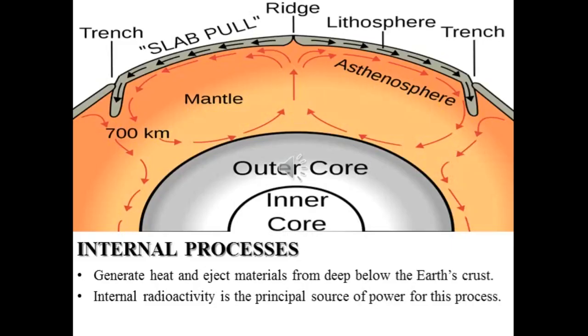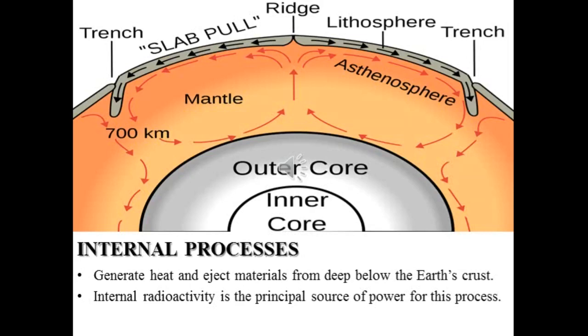Internal process generates heat and ejects materials from deep below the earth's crust. So internal radioactivity is the principal source of power for this purpose. Okay, that is internal process. So how does the internal process take place? The interior part of the earth has very high temperature when compared to the exterior part. If you reach the core of the earth, the temperature is more than 6000 degrees Celsius. Okay, so these heat waves push up the crust.